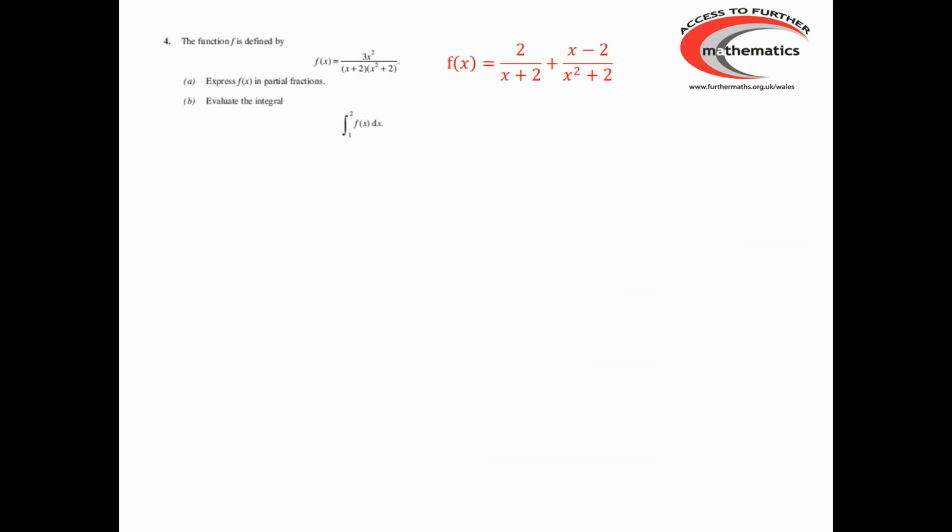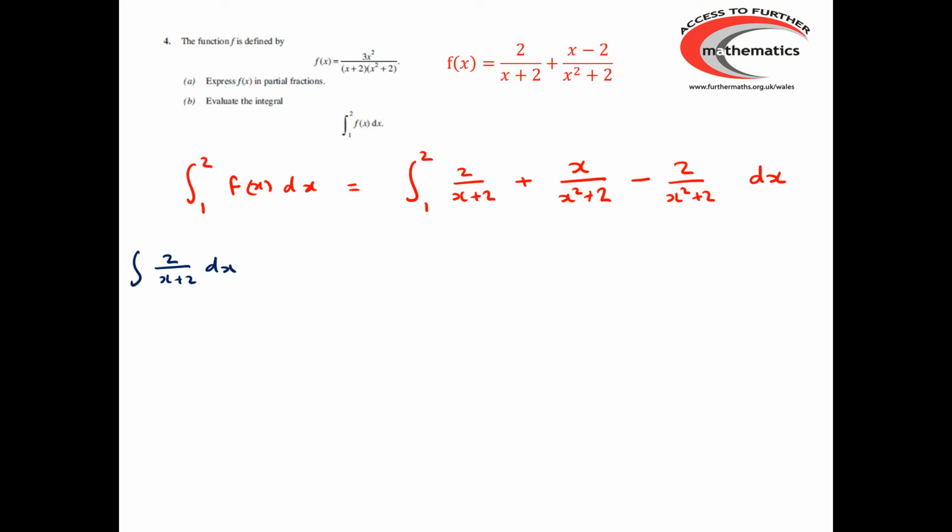Moving on to the second part of the question then, we can say that the integral of f of x between 1 and 2 will be the same thing as the integral between 1 and 2 of 2 over x plus 2, add x over x squared plus 2, take away 2 over x squared plus 2. So let's have a think about each of the parts of the integral separately. 2 over x plus 2 can be written as 2 lots of the integral of 1 over x plus 2.